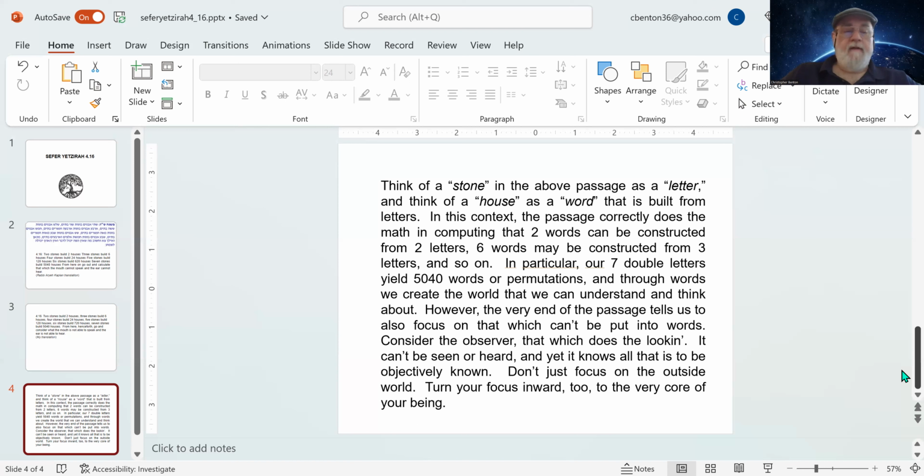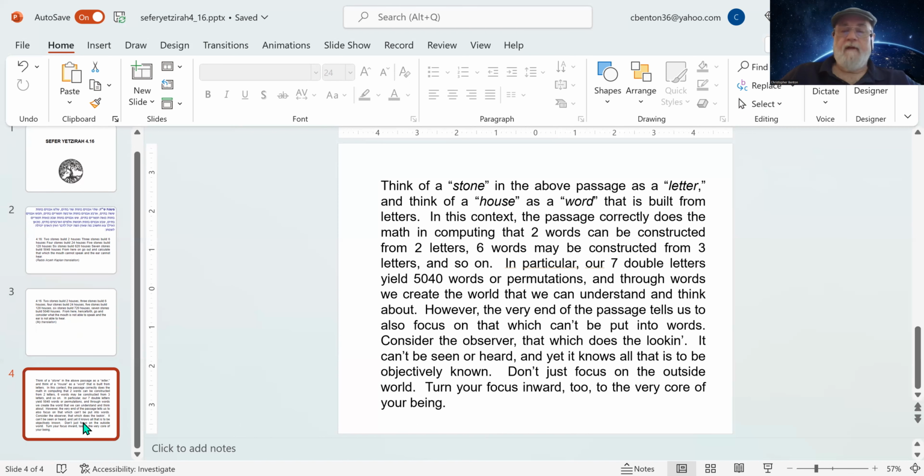However, the very end of the passage tells us to also focus on that which can't be put into words. In other words, consider the observer, that which does the looking. It can't be seen or heard, and yet it knows all that is to be objectively known. So don't focus just on the outside world. Turn your focus inward too, to the very core of your being, and discover that inner witness, that inner observer that sees it all.